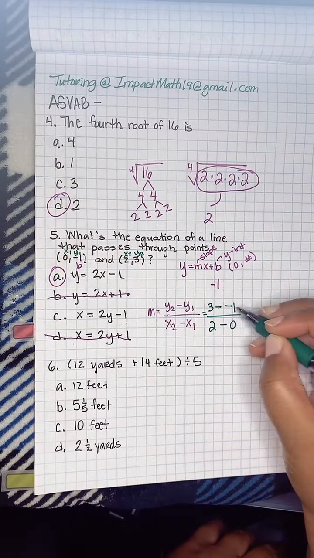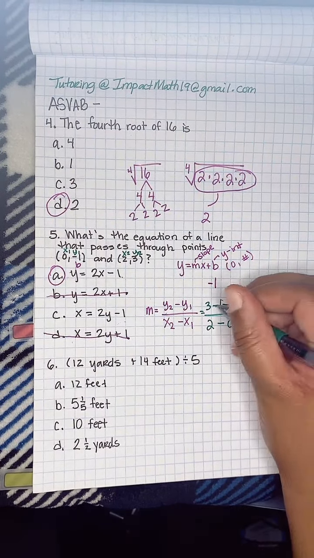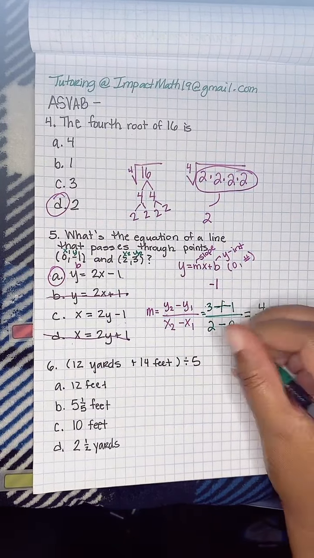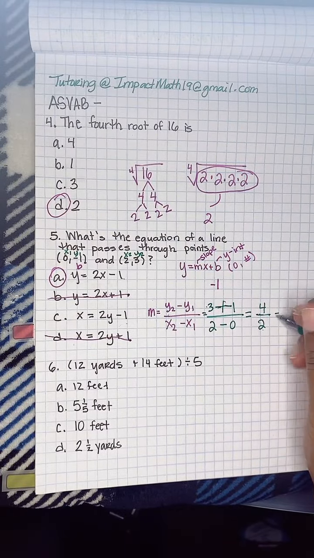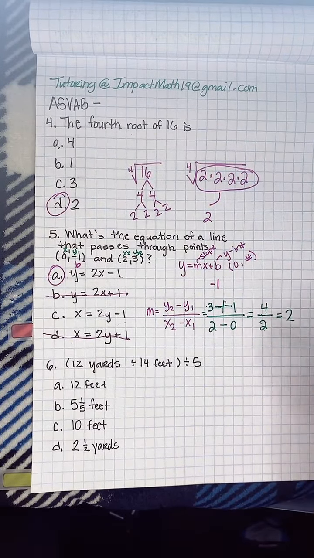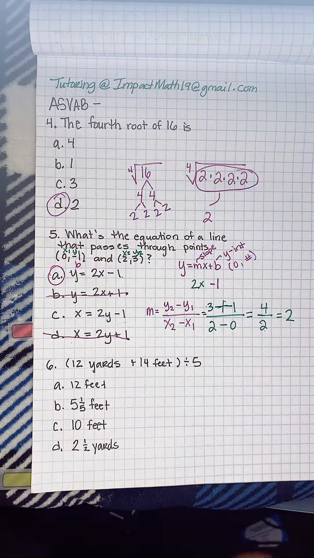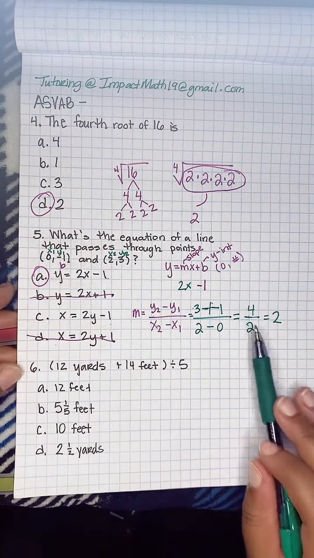A negative and a negative always go to a positive. I hope that's what's screaming in your head. 3 plus 1 gives us 4. 2 minus 0 gives us 2. 4 divided by 2 is 2, and that's our m. So A is our answer. I'm just showing this for people that haven't done this in a long time.